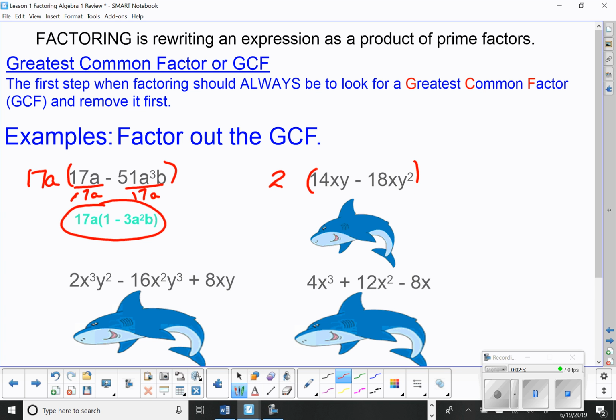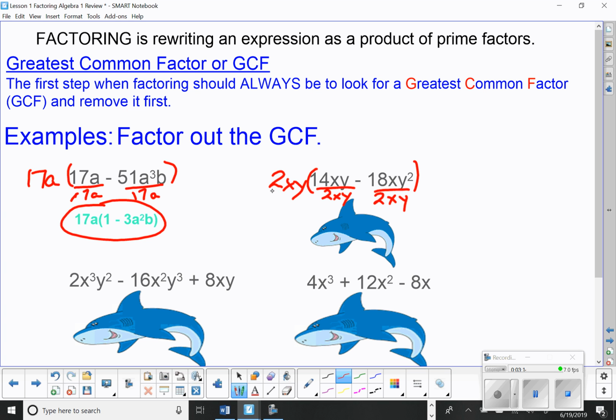Then I have an x and an x. I can take an x out of both. I have a y and a y squared. I can take a variable with the smallest exponent. So that means that I'm going to divide this by 2xy and this one by 2xy.